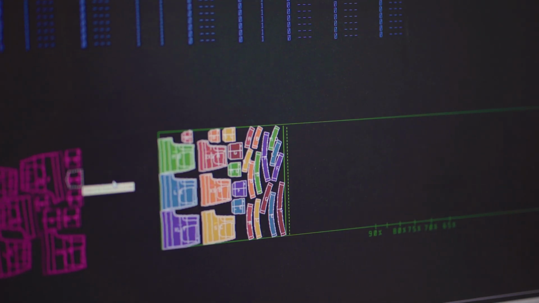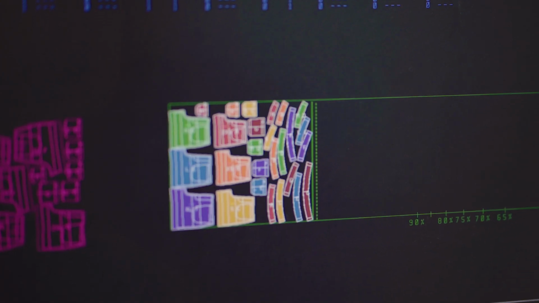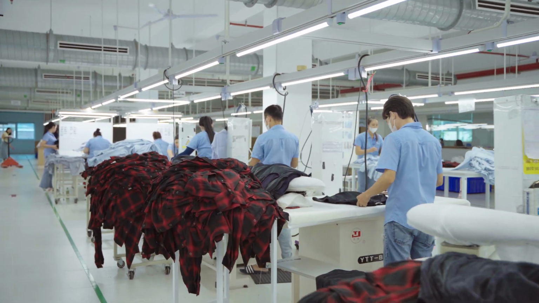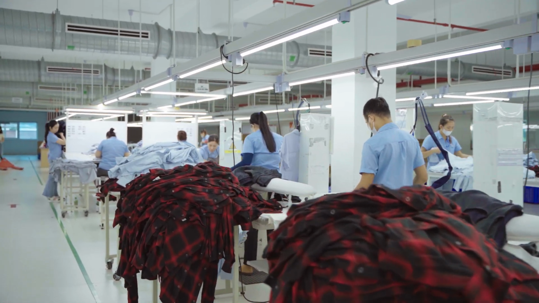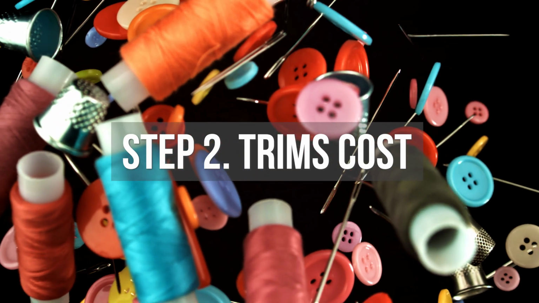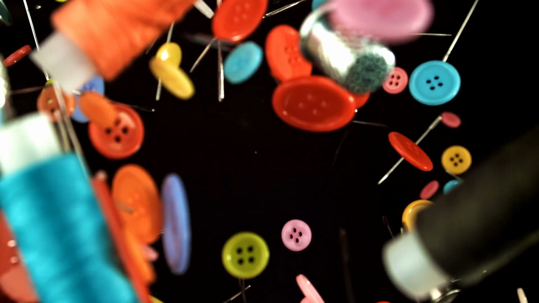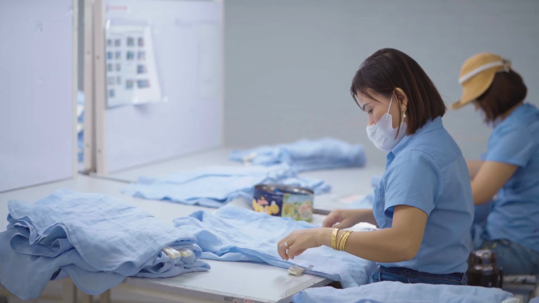This is why marker planning and pattern efficiency are extremely important, because better markers reduce fabric waste, and that directly improves profitability. Step 2. Trims cost. Once fabric is calculated, the next step is trims. Even the simplest garment uses many trims.